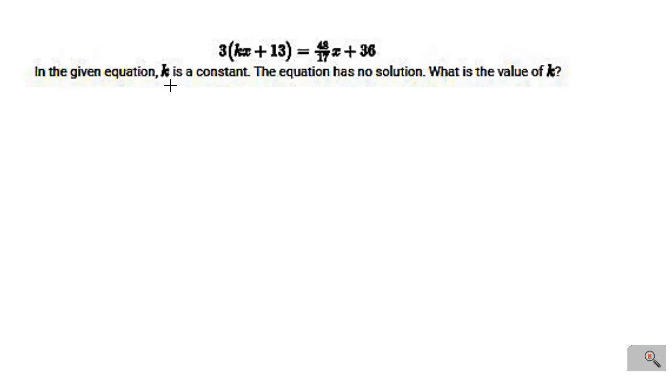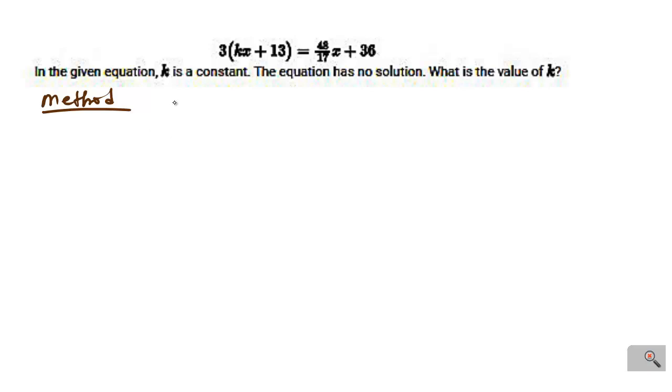So in the given equation, k is a constant. The equation has no solution. What's the value of k? In this case, I'm using method 2. I have actually produced the video on method 1 where I stated some conditions.